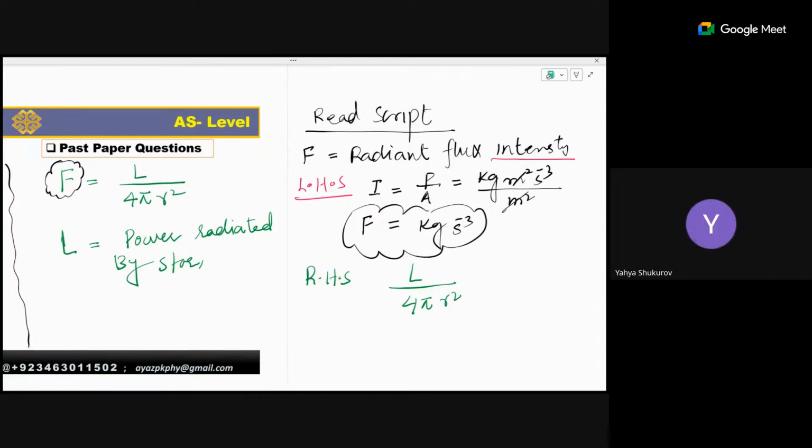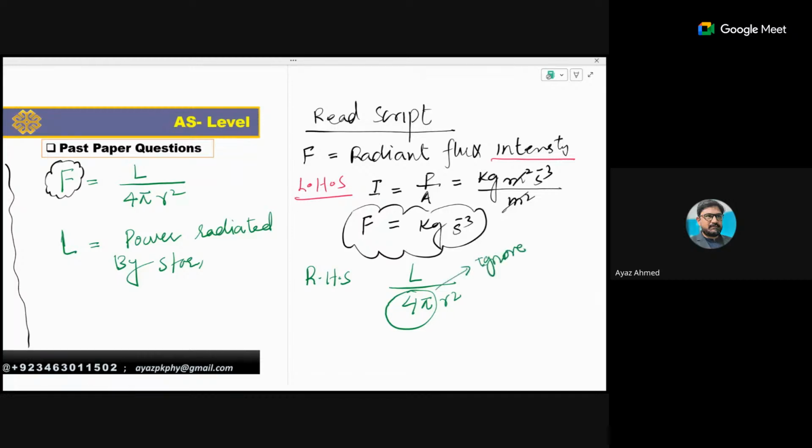Can you ask again? I'm saying, do you see this L divided by 4 pi r square? Yes. So what do I have to ignore from this? The 4 pi. 4 and pi have no units. Why? Because they have no units. So just ignore it. I mean, don't write it.